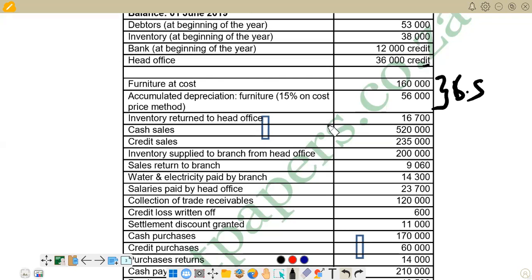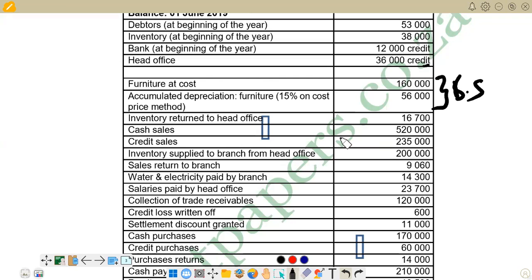So with cash sales, these are sales on cash basis. It means we are going to receive cash, so we are debiting our branch bank account. We debit our branch bank account, it is the one that is receiving. We are receiving money, so we debit our branch bank account. And then obviously the account that is going to be credited is the sales account.